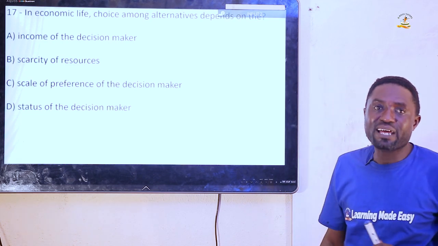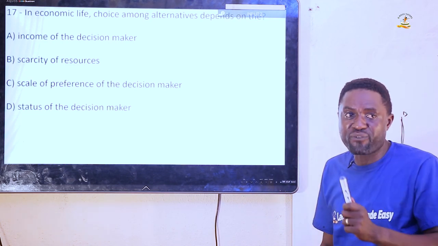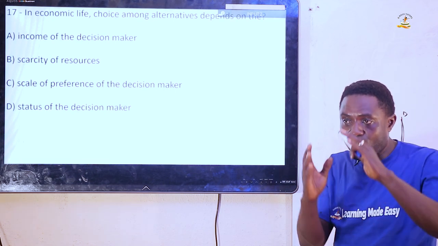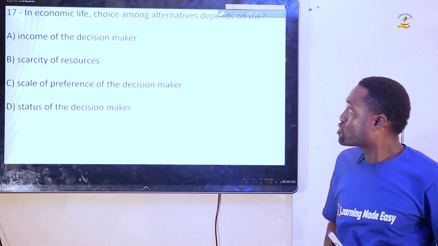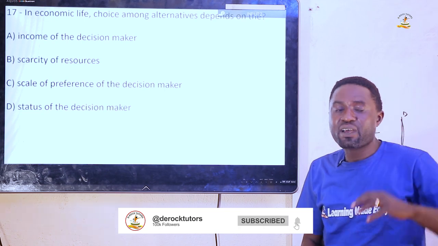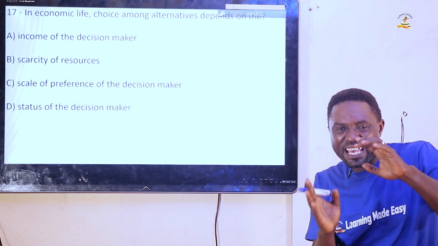And note that your number one item on your scale of preference is the most important. It is the most important. Your number one on your scale of preference is the most important. So now, they said, choice among alternatives, because you have different alternatives. And as an economist, you need to write everything down.